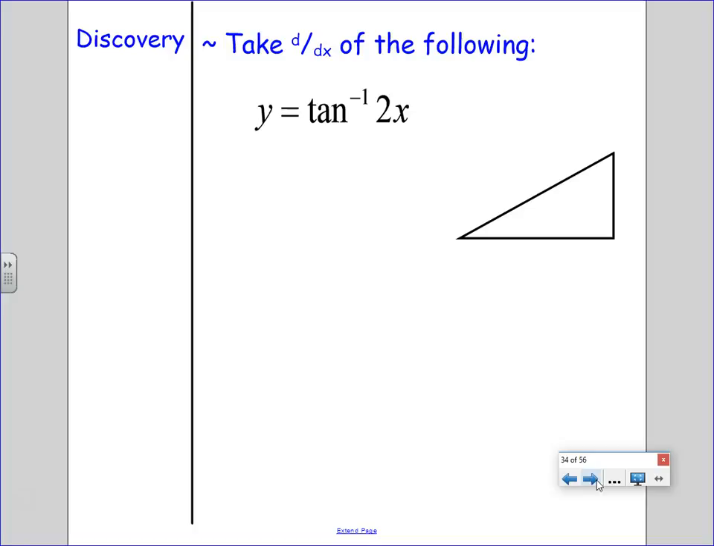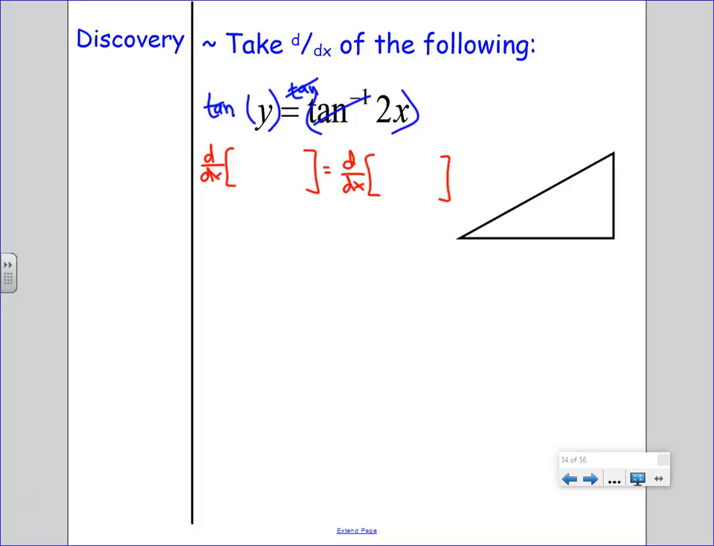Let's pretend we didn't have the formulas. If we didn't have the formulas, how would we start this problem? By getting rid of the inverse and saying, uh-oh, we don't know how to deal with them. So we would get rid of the tangent inverse by taking tangent of both sides. And then we would say, hey, let's take the derivative of both. So we're going to do d/dx of one side, d/dx of the other, with implicit differentiation, of tangent of y and 2x.